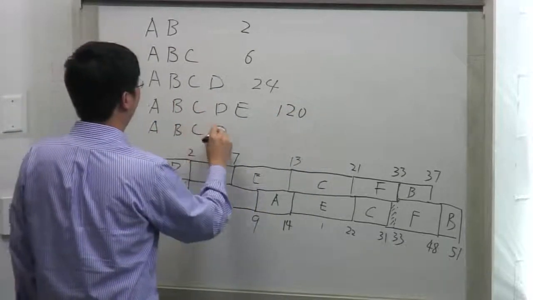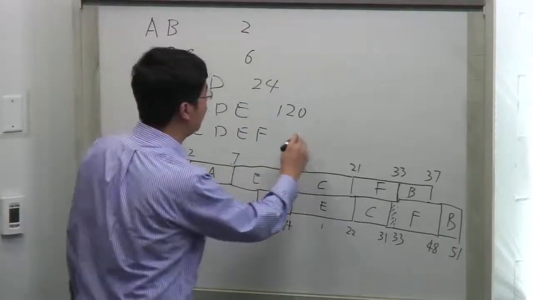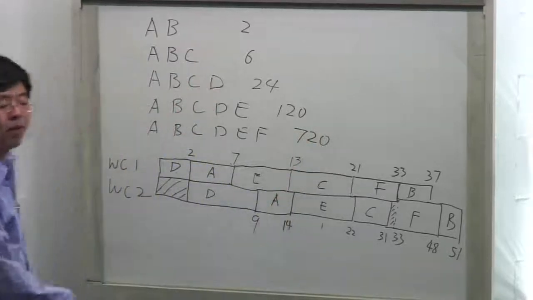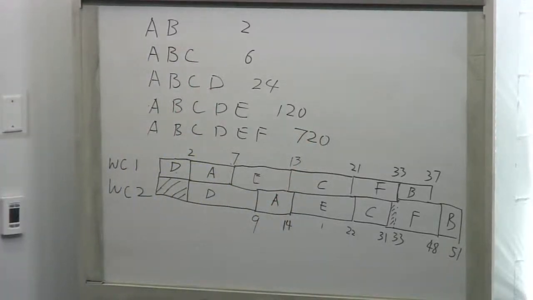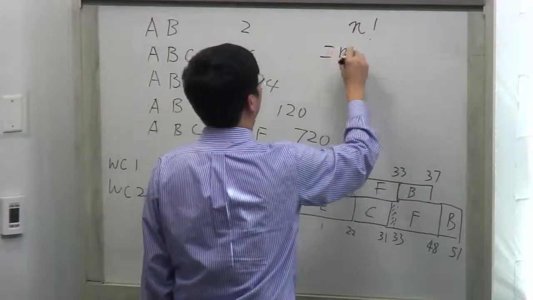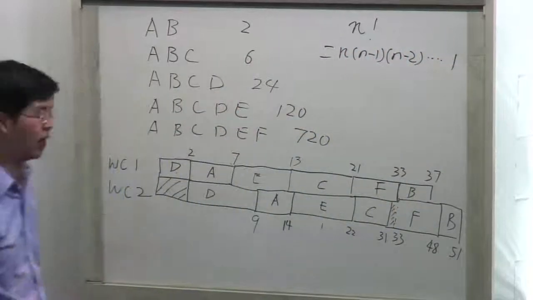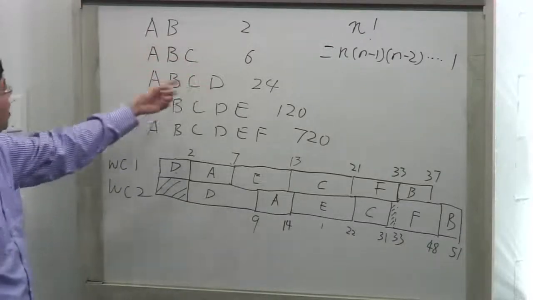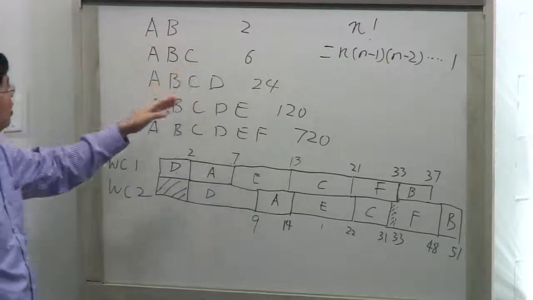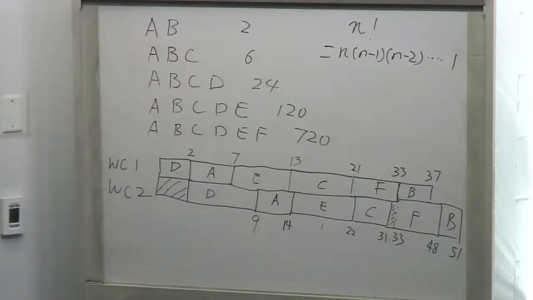A, B, C, D, E, F. Who can tell me? 120 times 6. 720. What is the formula? Have you found it? First letter times the amount of the one before minus 1. So basically, it's n factorial, or n times n minus 1 times n minus 2, until 1. For example, 2 times 1 is 2, 3 times 2 times 1 is 6, 4 times 3 times 2 times 1 is 24. We can easily prove that.